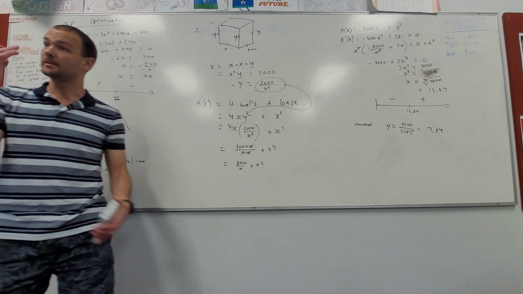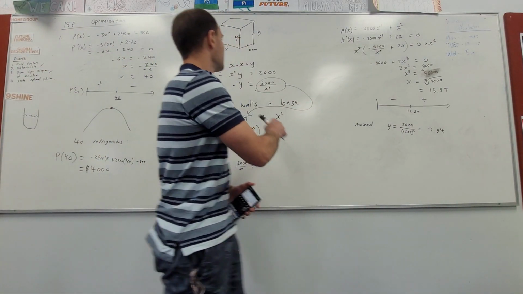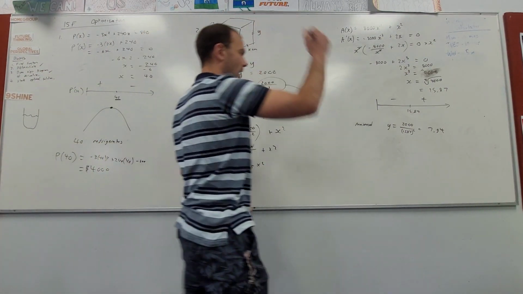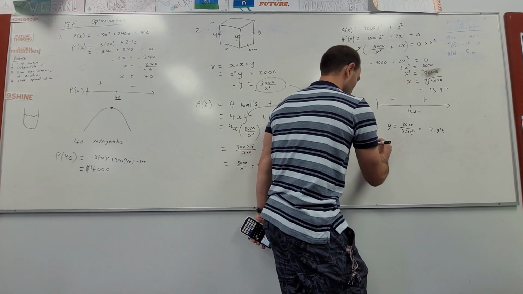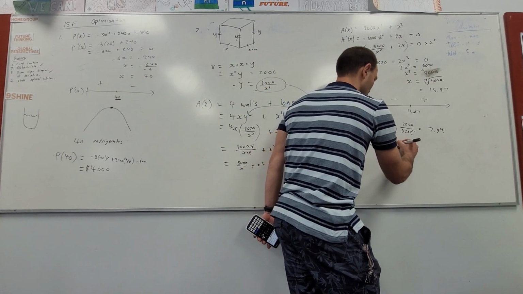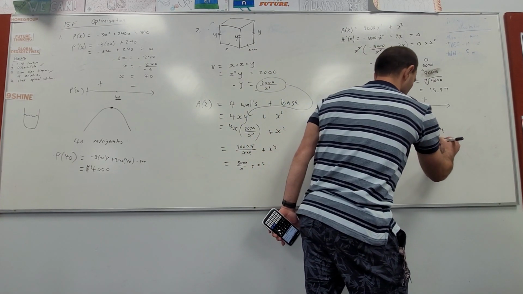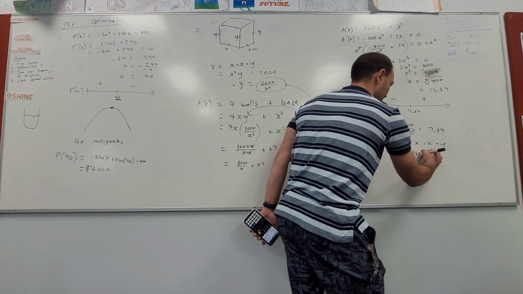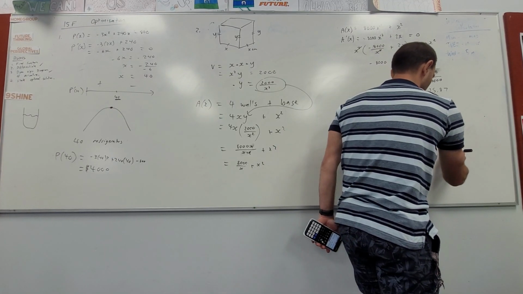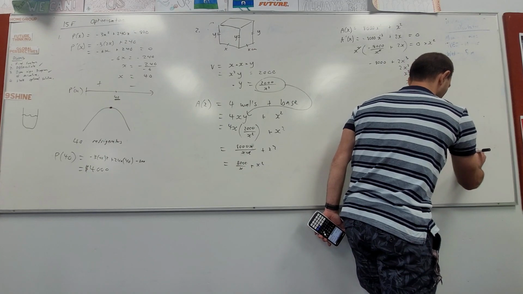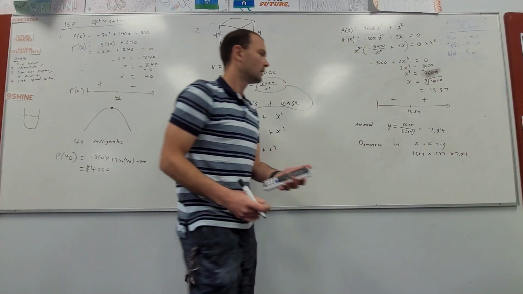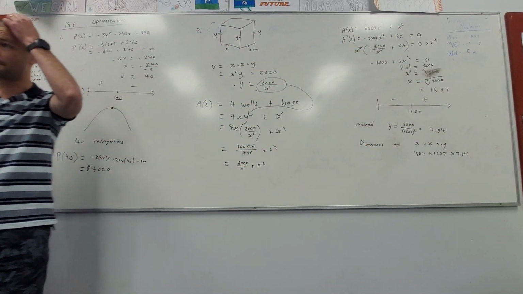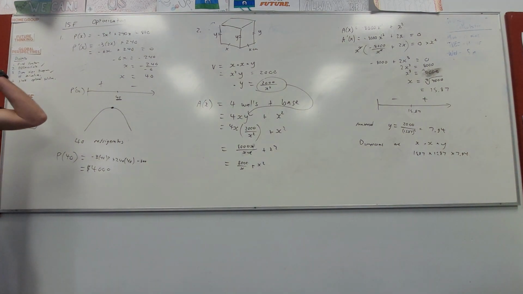Okay, so then the dimensions of the box. Well, the box is x times x times y. So that's 15.87 times 15.87 times 7.94. They're the dimensions which will provide the minimum surface area.